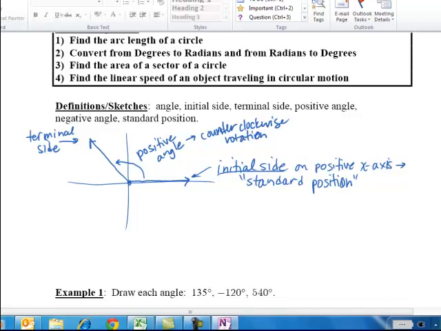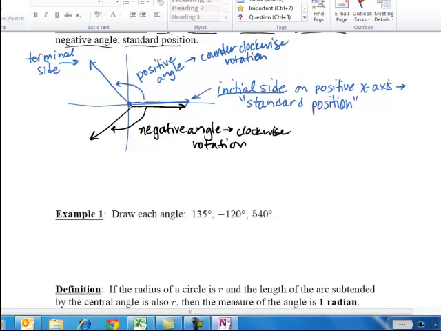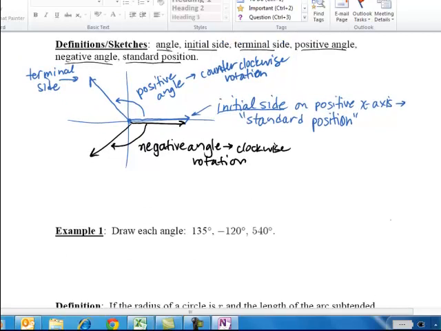And if we rotate the other way, so have our initial side there, but rotate in a clockwise direction, that's called a negative angle. So we've got an angle, initial side, terminal side, a positive angle, a negative angle, and standard position, all defined. Then the first example, we're just going to draw a few angles in standard position.